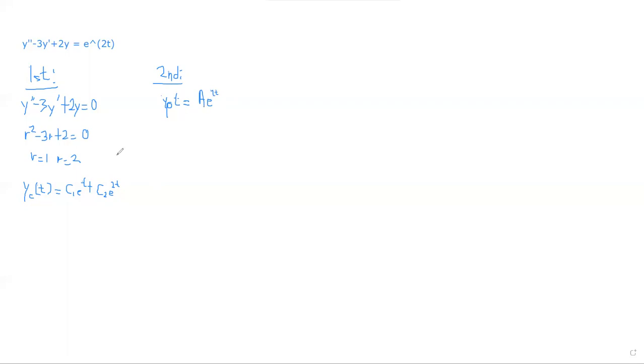And let me tell you why. You see this e^(2t) right here? Whenever there's a particular overlap, here's the general case. You multiply something. I'm going to write the general formula here. It's y_p(t) is equal to original, so this a e^(2t) would be the original.